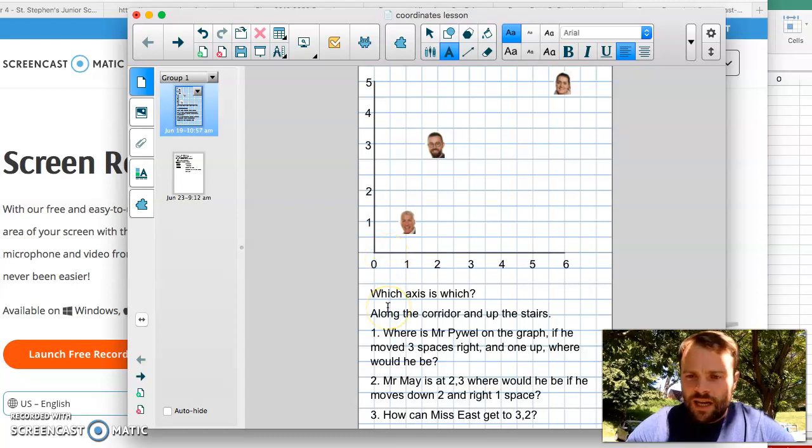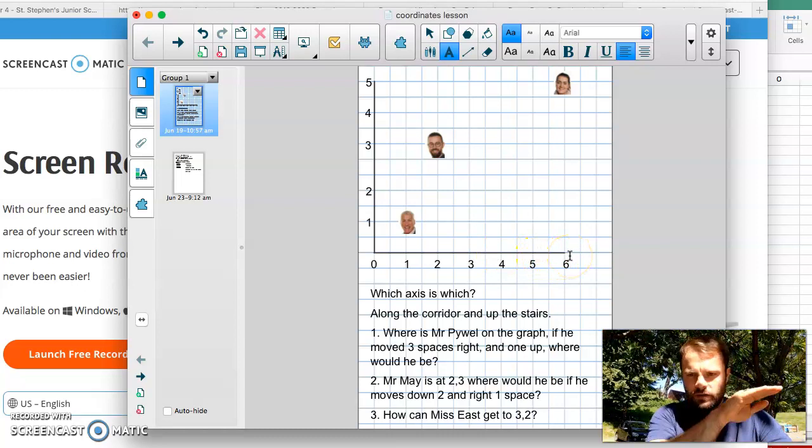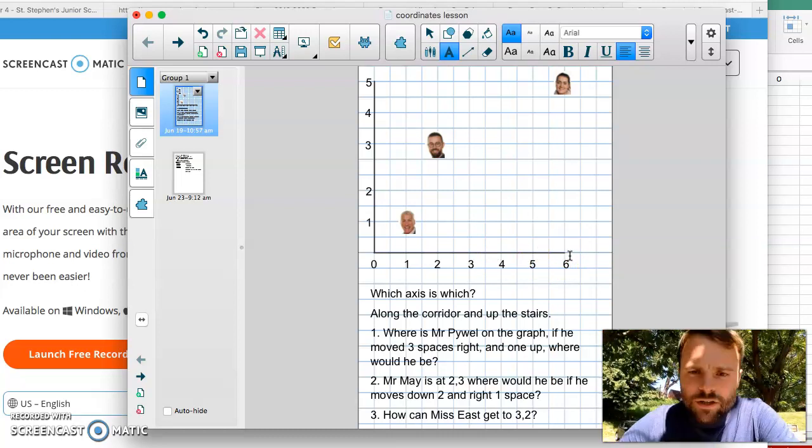Now, there's a little saying we do. It's called along the corridor and up the stairs. So, this here is the corridor. Okay, that's the x-axis. It's x because it's across. It goes across the page. Okay, so that's the x-axis. We read that number first. This is the y-axis here. We know it's y because it goes up to the sky.